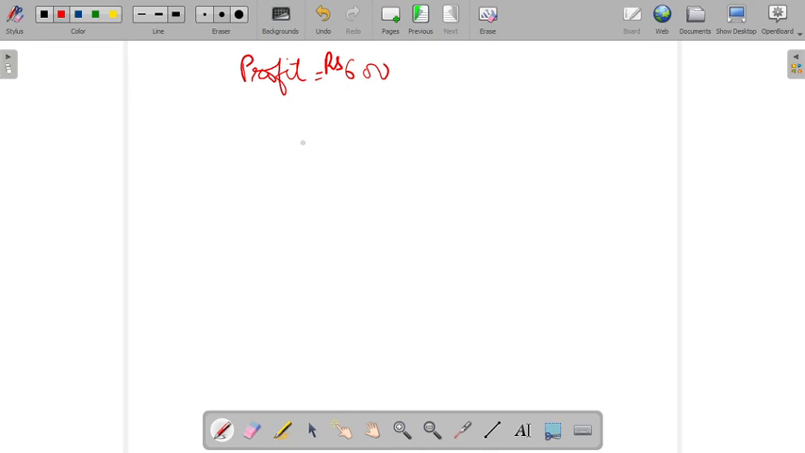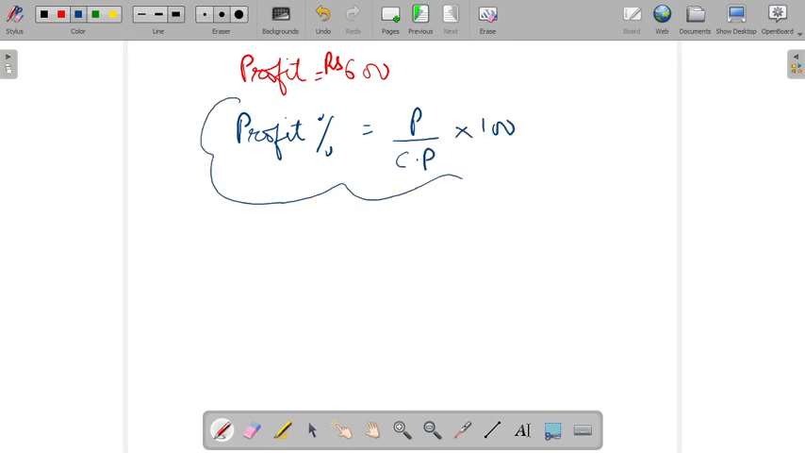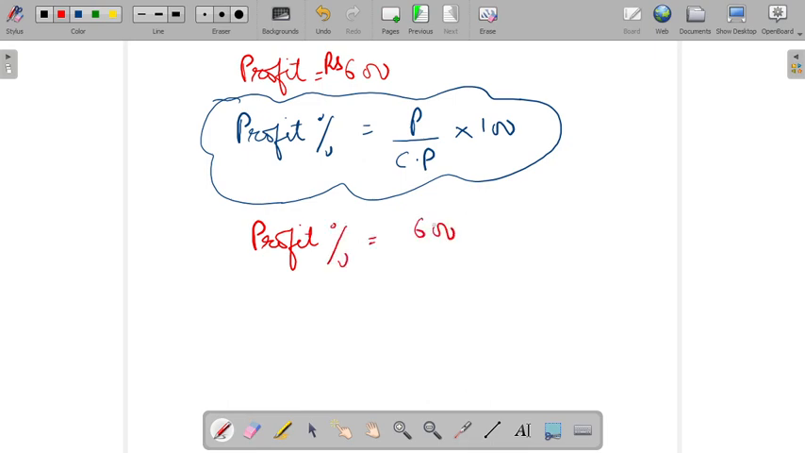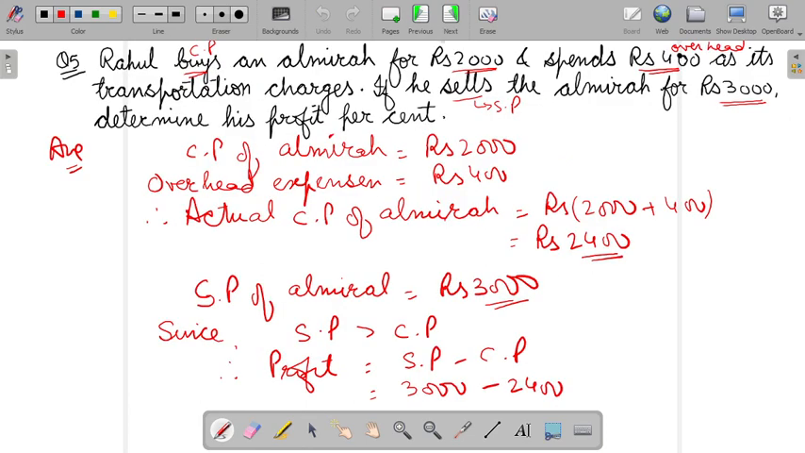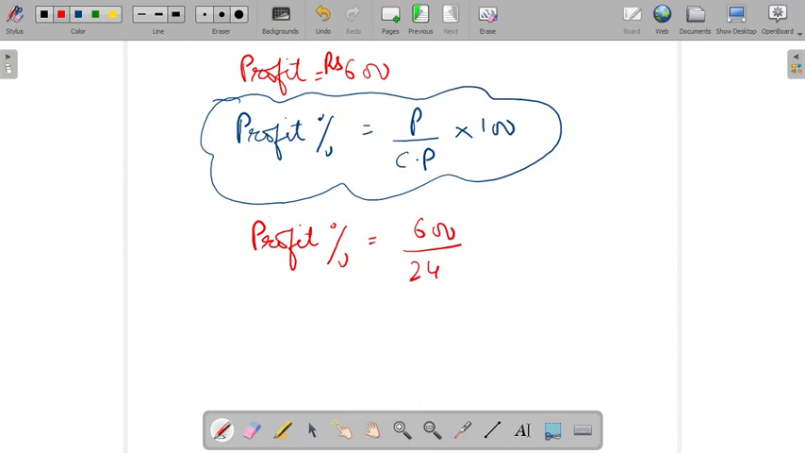Now the question is, we have to find out the profit percent. So what is the formula for profit percent? Profit percent is profit upon CP multiply 100. So this formula we will be using now. So profit percent, apply the values in the formula. Profit upon CP. Let's see the CP. CP is 2400, so 600 upon 2400 multiply 100.